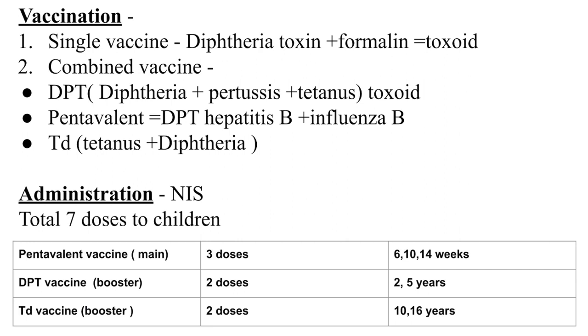Administration according to the NIS: a total of 7 doses should be given to the children. First, the main dose is the pentavalent vaccine, which contains DPT plus hepatitis B plus influenza. Give this in 3 doses, at 6, 10 and 14 weeks. After that, we go to the trivalent vaccine, that is DPT, 2 doses at the age of 2 and 5. And Td, that is tetanus and diphtheria vaccine, which is also a booster dose, is given in 2 doses at the age of 10 and 16.